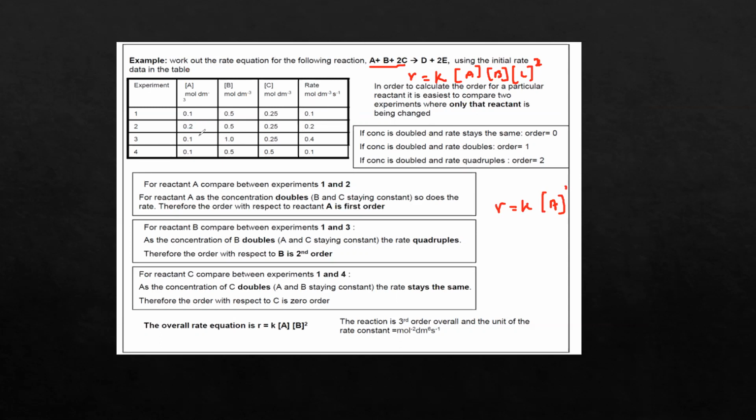Then this we make 0.1, we double this one. But which two results do we have to compare? Those in which the other factors are the same. So we'll compare 1 and 3. And the rate, you can see, for B it's double. If we double the concentration, what happens to the rate? Rate becomes 4 times. So what is the order of this reaction with respect to B? If we double the concentration, rate increases by 4, so it is second order with respect to B.